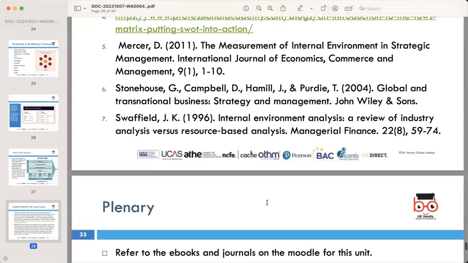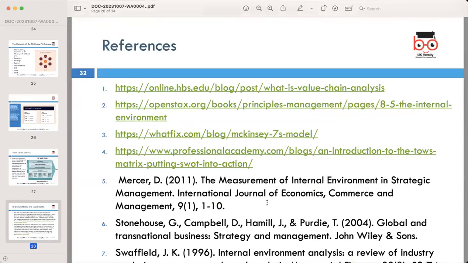Okay, so for your further reference, you can look at these websites. Also, if you go to your learning management system, there might be some books available on business operations, and you can also read more about SWOT analysis and TOWS analysis.